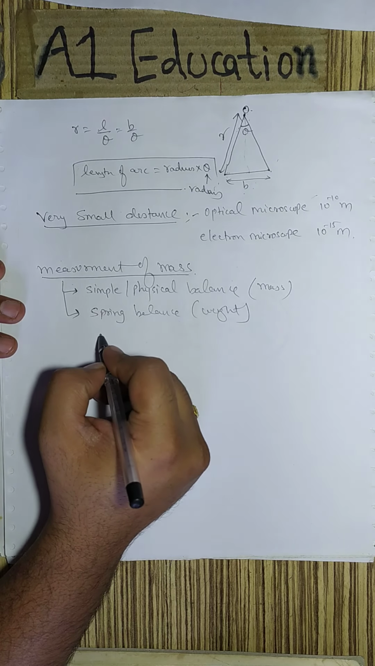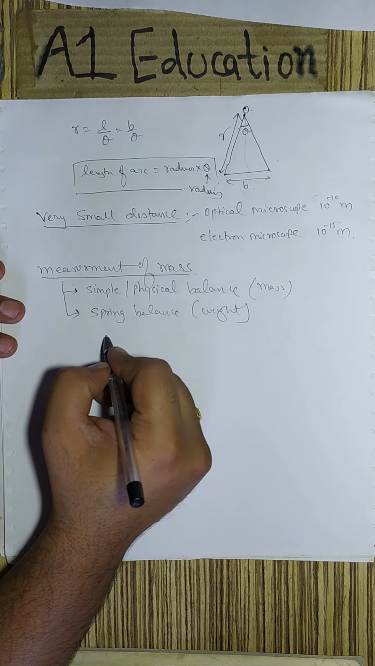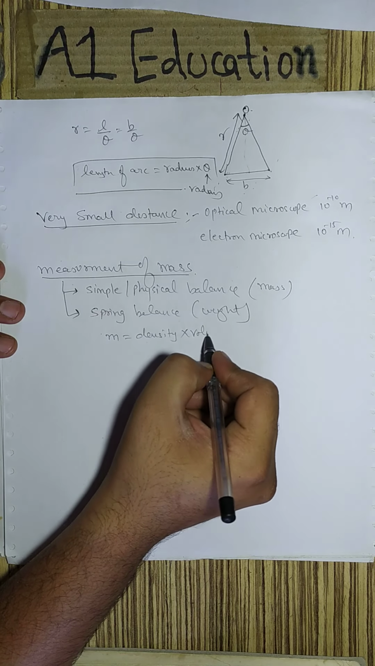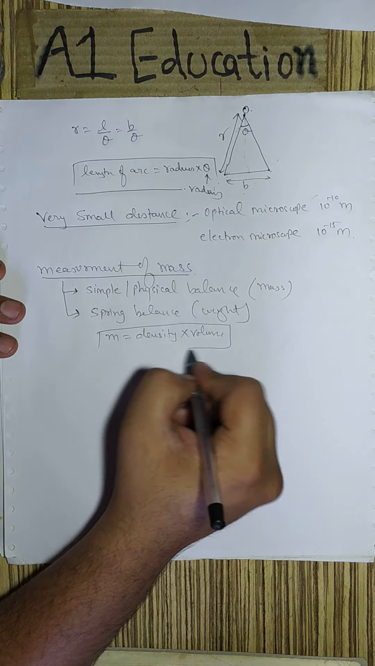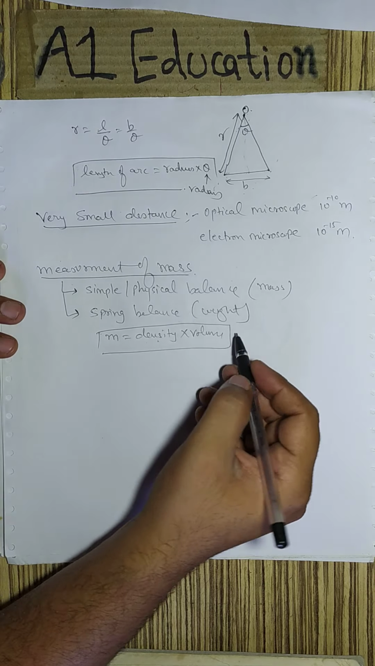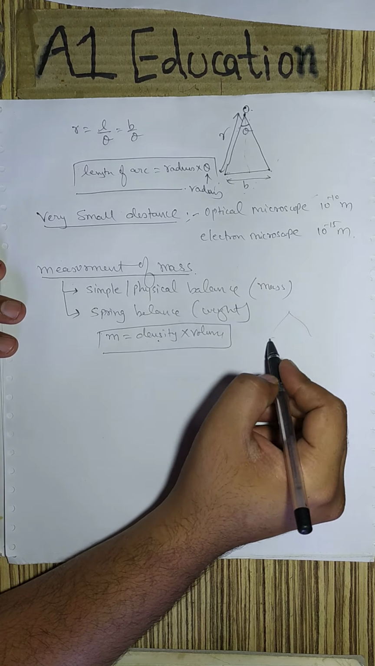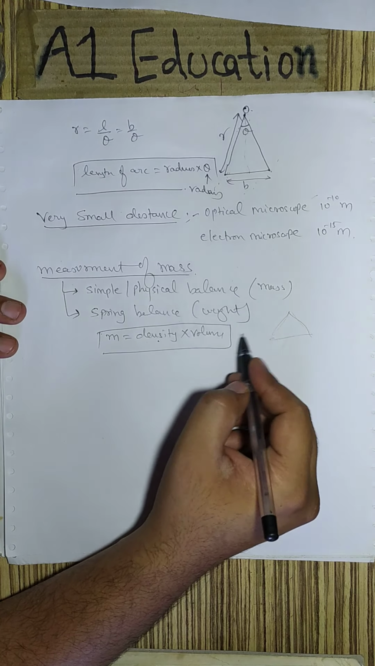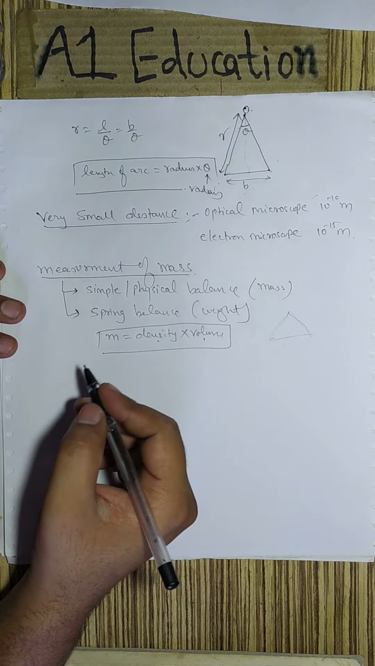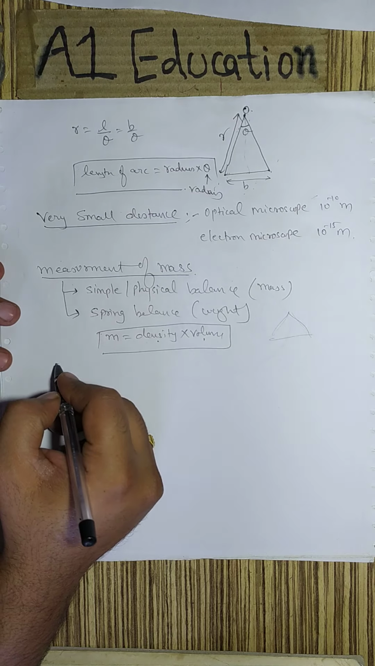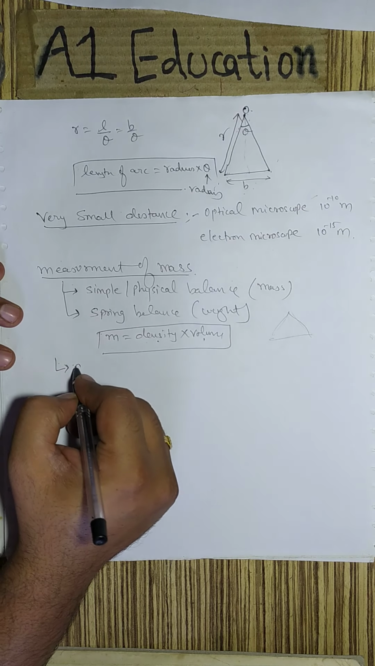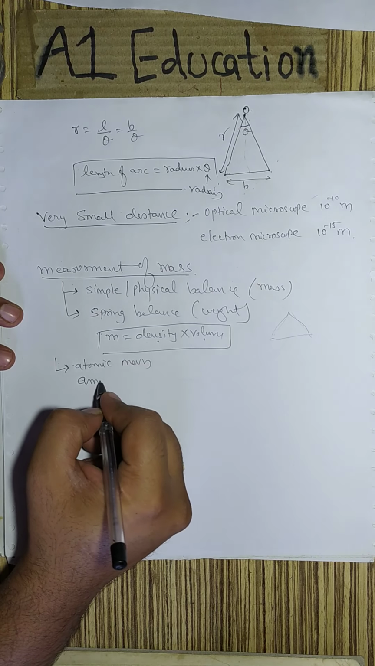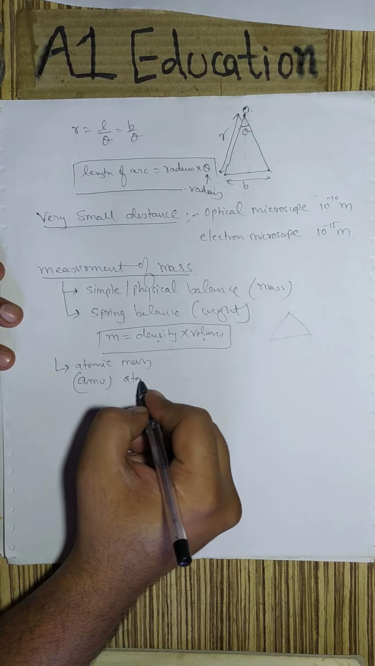For that we make use of this formula: mass is equal to density into volume. We get its density by some experimental techniques and then measure the area on which the mountain is sitting. It is generally in the form of a cone, so the volume can be estimated and then the mass can be found out. Then in order to measure very small masses like atomic masses, we have a unit which is called AMU, the atomic mass unit.